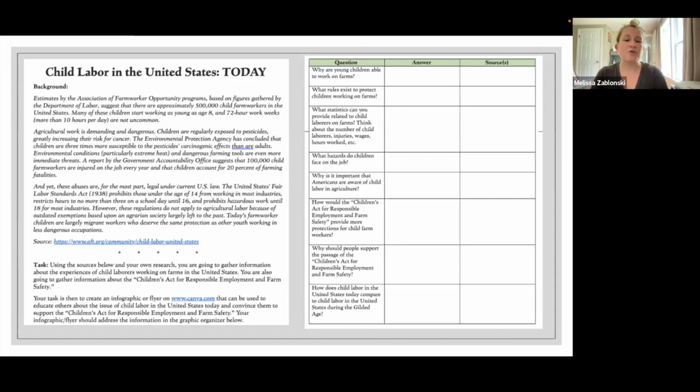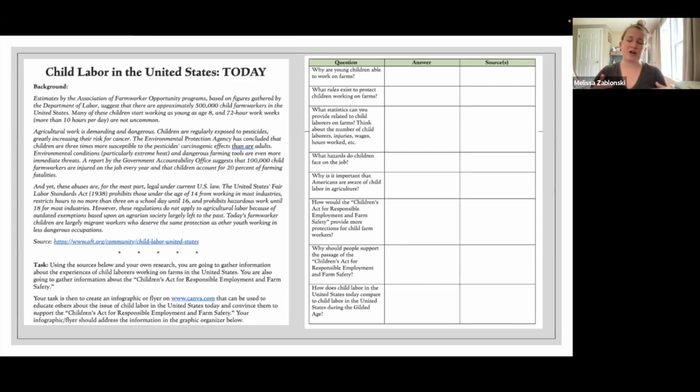And then also they take a look at an act being pushed through Congress, the Children's Act for Responsible Employment and Farm Safety, and they discuss how that could help improve conditions for child farm workers. And basically the culminating activity for this modern day connection is for students to make an infographic or flyer on Canva or another means and advocate for why the Children's Act for Responsible Employment and Farm Safety should be passed.